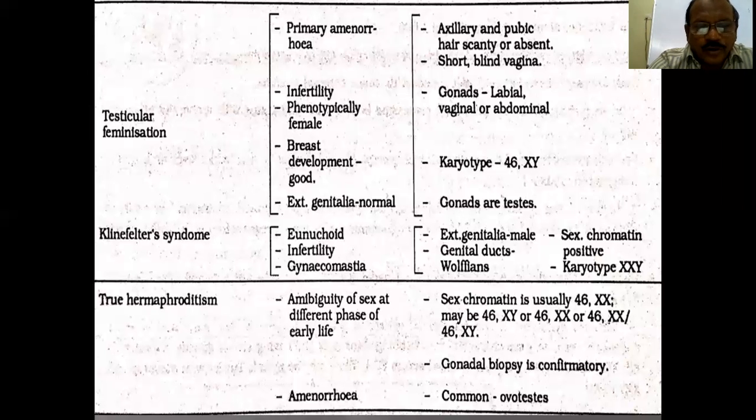In true hermaphroditism, ambiguity of sex at different phases of early cycle. Sex chromatin is usually 46XX, maybe 46XY. Gonadal biopsy is confirmatory for the true hermaphroditism. Amenorrhea is common. Ovotestes are seen.